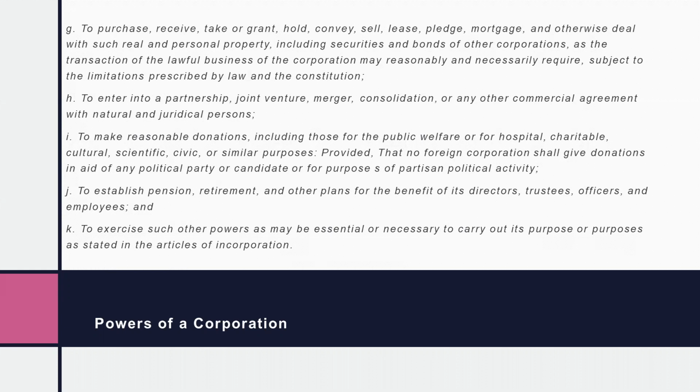So, pwede rin makapag-donate, no? Including those for the public welfare or for hospitals, because these are desirable, no? Charitable, cultural, scientific, civic, or similar purposes, provided that no foreign corporation shall give donations in aid of any political party or candidate or for purposes of partisan political activity. So, establish pension, retirement, and other plans for the benefit of its directors, trustees, officers, and employees, and to exercise such other powers as may be essential or necessary to carry out its purpose or purposes stated in the Articles of Incorporation. So, yun yung mga powers ng corporation.